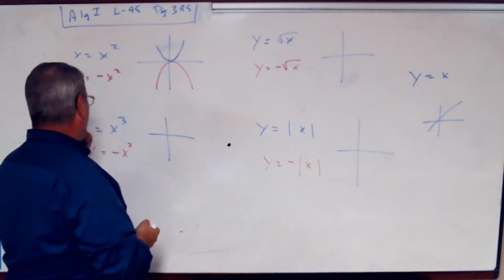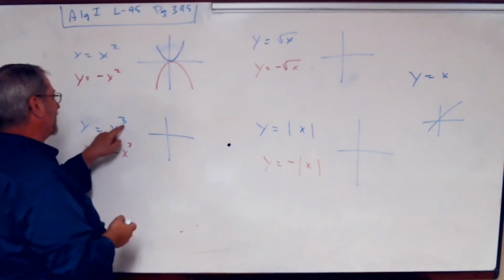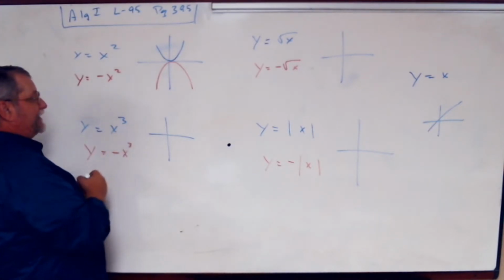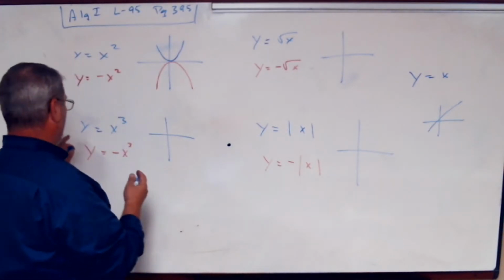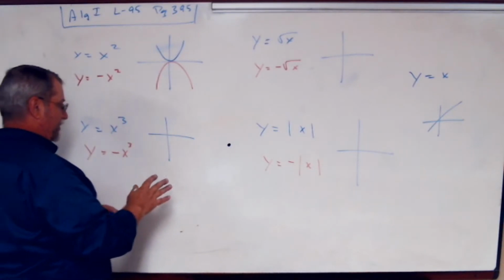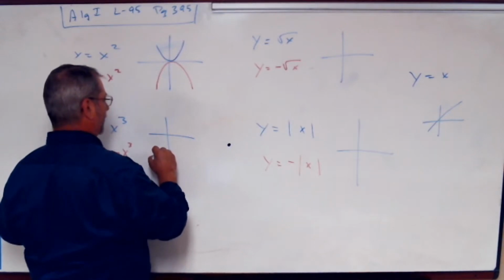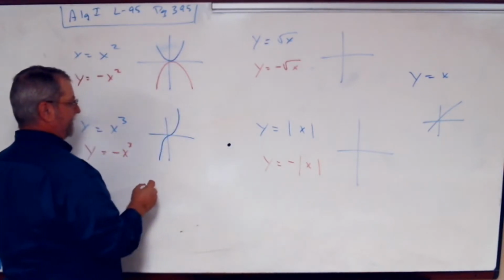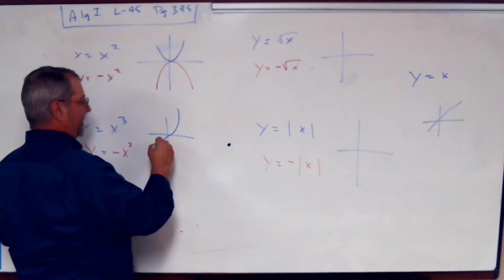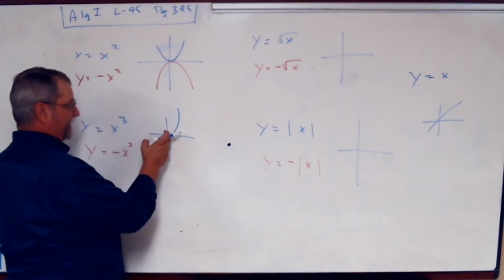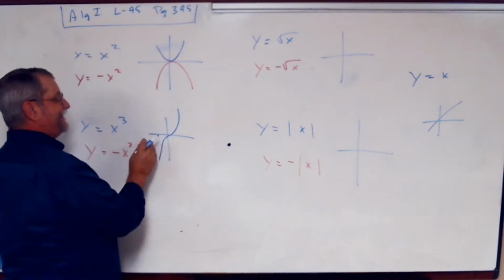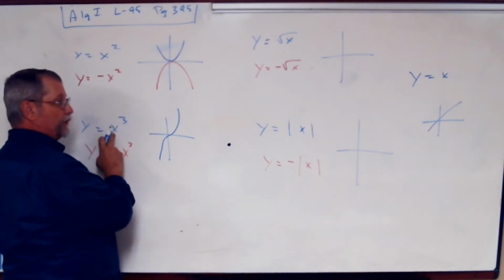Next one. This is a cube. Y equals x to the third. This one's kind of fun. Okay, if you went to graph it, you put the T chart, put a bunch of numbers in, it's going to look something like this. Okay, it comes up, it turns, around the origin, 0. It comes up. This is the shape of an x to the third function.